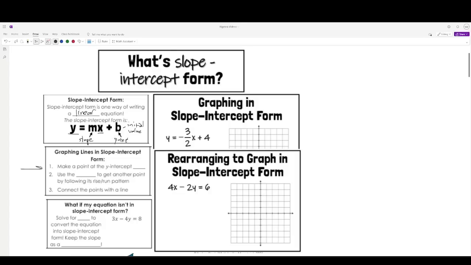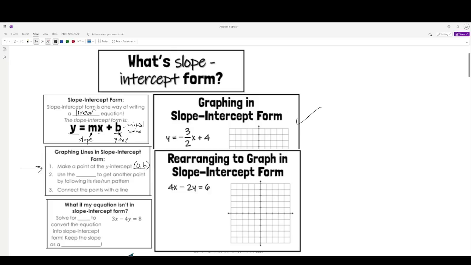So here we have 3 steps to follow if we want to graph something that is in slope-intercept form. So we're given an equation, we want to put it onto a graph, we use these steps. First thing we do, we make a point at the y-intercept, and that's at (0, b). So the y-intercept in the equation shows up as a single value, but remember that it represents an ordered pair where x is 0 and y is whatever b is.